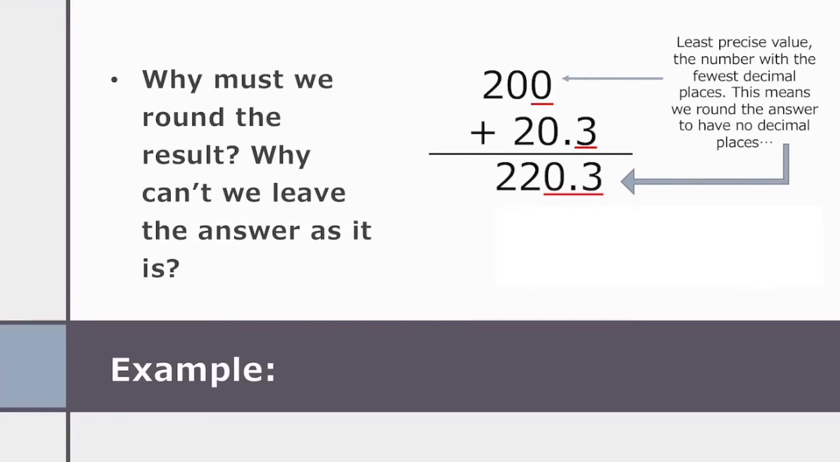Step 2 is to find the least precise value. Remember that when we're adding and subtracting, it's all about the number of decimal places we have. We're looking for the one with the fewest decimal places, which would be 200 right here. It has 0 decimal places, so we want to round our final number to have the same number of decimal places as that. So we want to round away this 3. So goodbye 3.